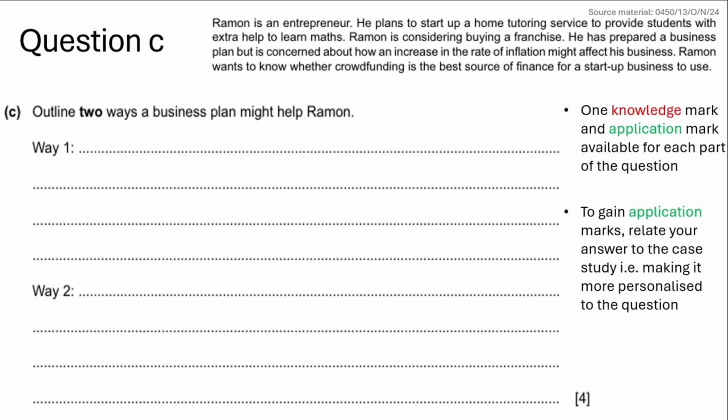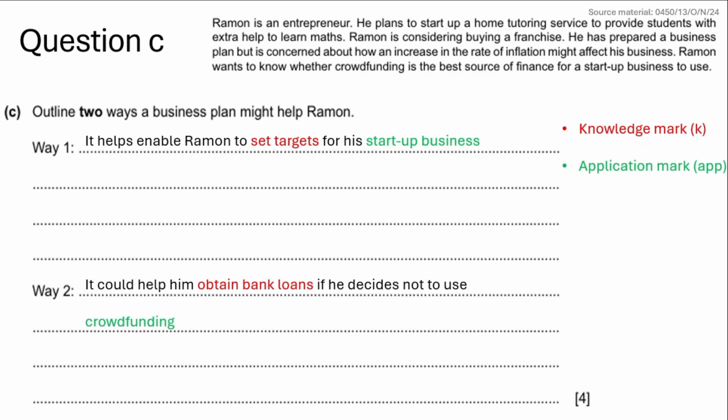Application marks is again just relating your answer to the case study, like picking relevant words. In this case study, examples of application could be entrepreneur, home tutoring service, students, maths, inflation, franchise. There's so many, even startup businesses, or crowdfunding. It is so easy to find application. The harder part is sneaking it into your sentences, must I say. Let's look at a sample answer that I wrote.